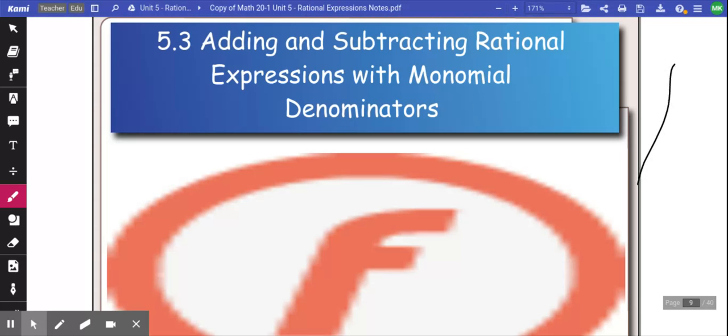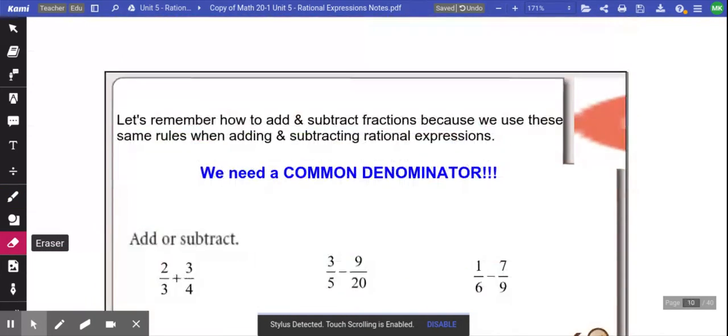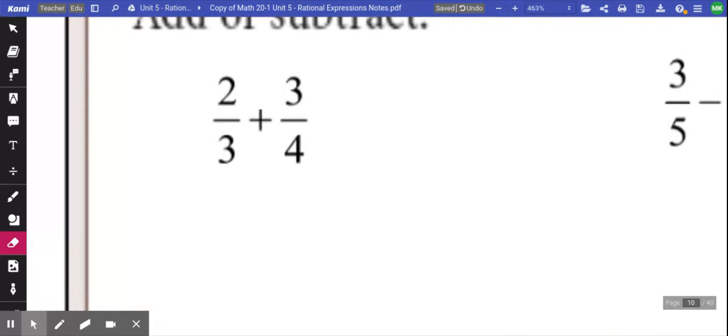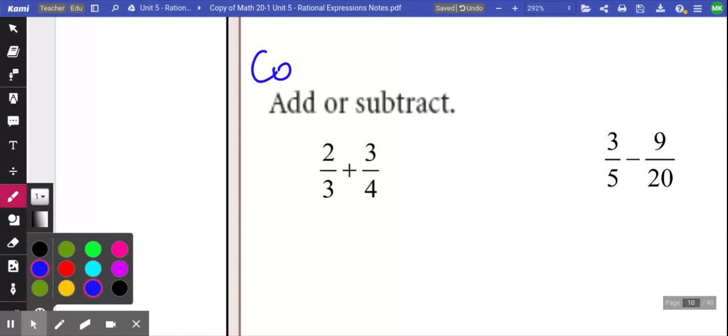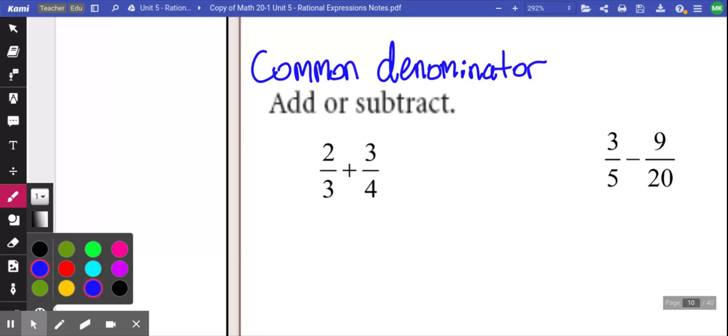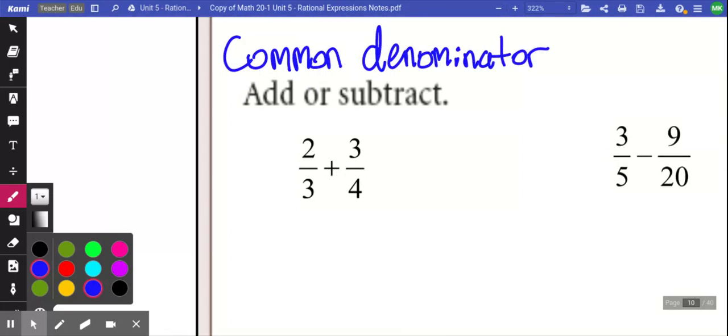Before we start adding and subtracting these crazy rational expressions with all these letters, we're just going to add and subtract some basic fractions. So if I had 2 over 3 plus 3 over 4, and I went to add those things together, we couldn't do it. The reason we couldn't do it is because it needs a common denominator. That means that the number on the bottom has to be the same number. If they're different numbers, you can't add and subtract fractions. The way we get a common denominator is by finding the lowest common multiple between two numbers.